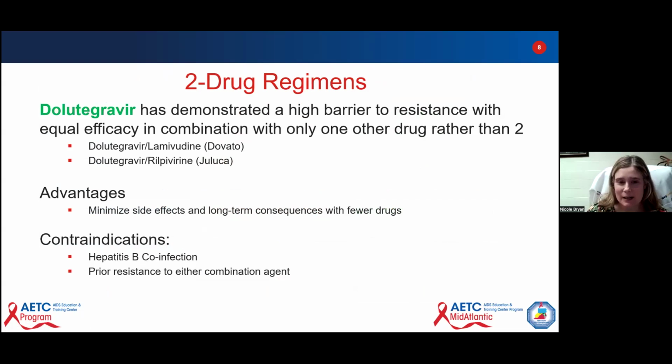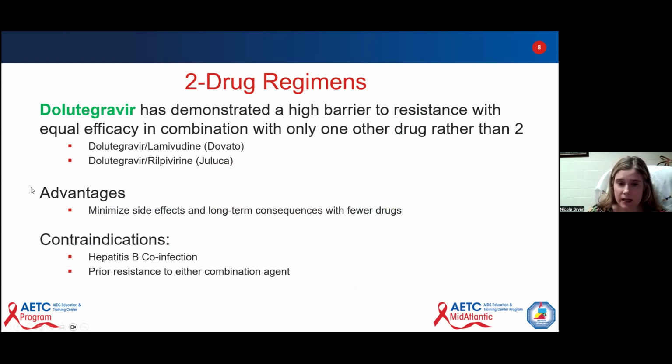I hinted that that was sort of our classic approach to it, and most patients who are diagnosed with a new infection today will be started on a 3-drug regimen. But we do have 2-drug regimens that are available, and these are specifically with integrase inhibitors, specifically one called dolutegravir. So it's pretty potent, high barrier to resistance. And if you combine it with just one other drug, it seems to have lasting impact and lasting viral suppression.